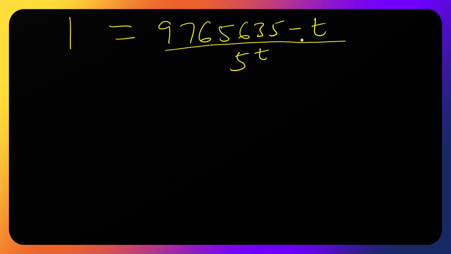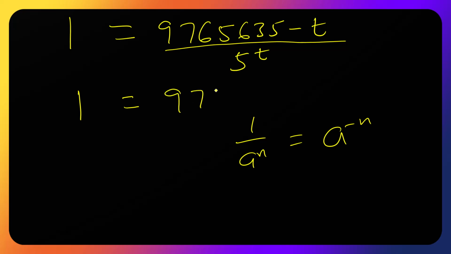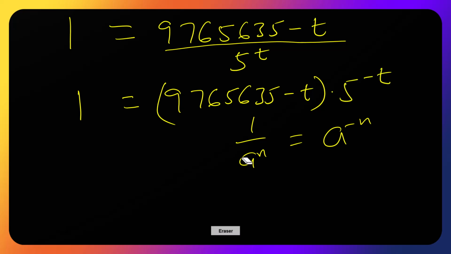Now we can write this one in linear form, like 1 on a to the power n is the same as a to the power minus n. So that would be 1 equals to 9765635 minus t times 5 to the power minus t. So gradually the answer is coming out. Okay, now the next thing is to observe the right hand side.